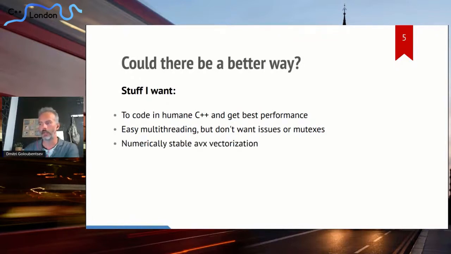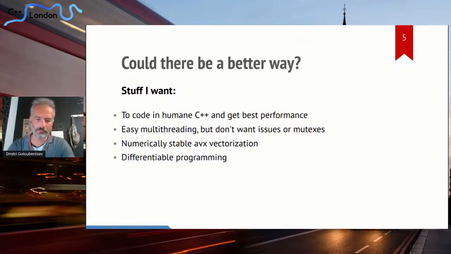I want numerically stable AVX vectorization. Like I mentioned before, if vectors don't align perfectly, you get some numerical noise in your calculations, and having numerical noise from one run to another is not really acceptable for regression tests. Perhaps in games it's not a problem, but in the financial industry it is a problem. I want to be able to differentiate my programs. So I not only want to differentiate just neural networks, which are pretty much a more or less defined format. I want to write an arbitrary program and be able to differentiate it in constant time.